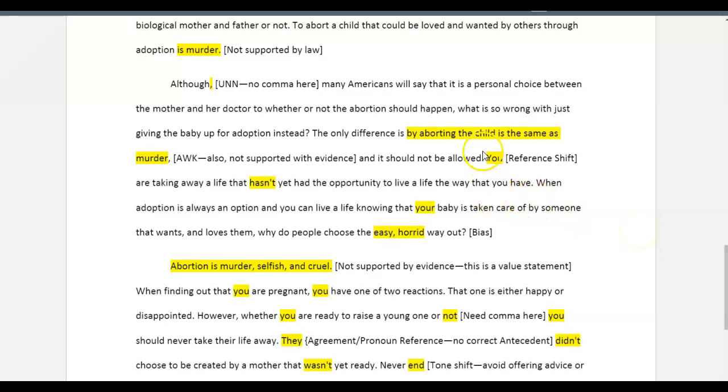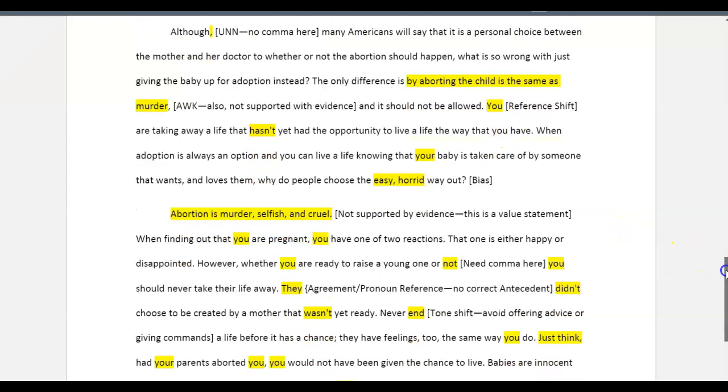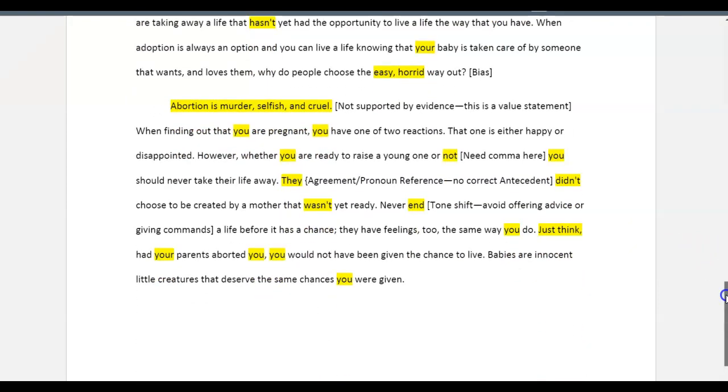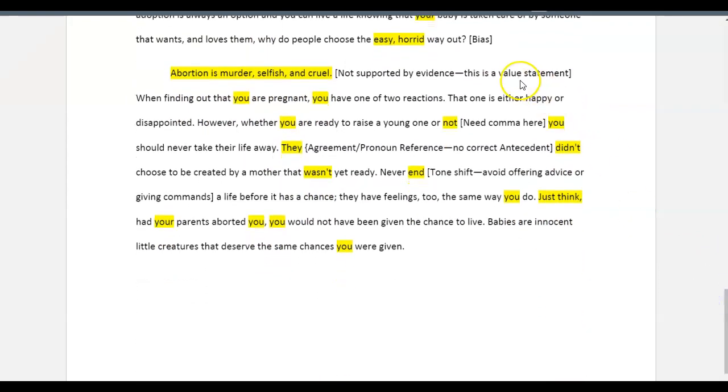And again, "aborting the child is the same as murder." No, it's not. That's not what the law says. So you have to have your evidence. And again, as it says here, "it's murder, selfish, and cruel." Well, that's a value statement. Values are simply how we feel about it. And values alter. Values can change as society changes. What we need is evidence that is logically presented and discussed.